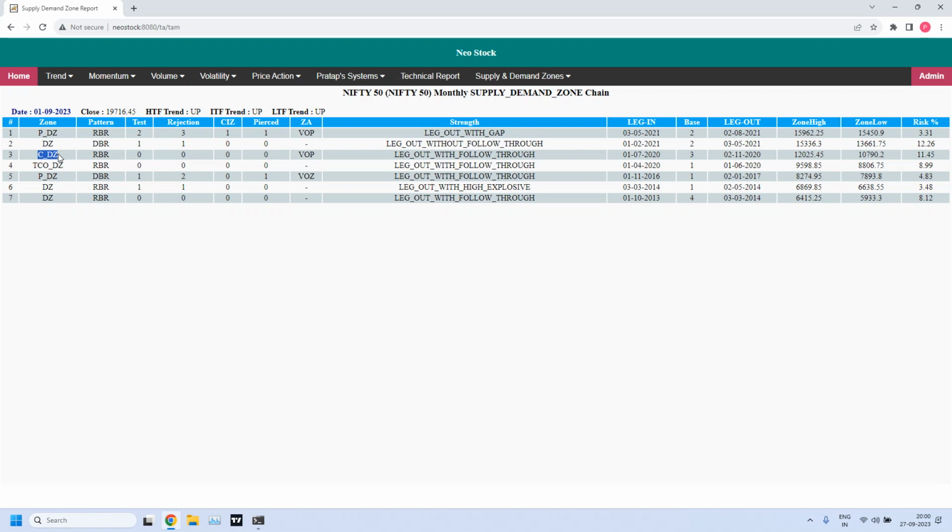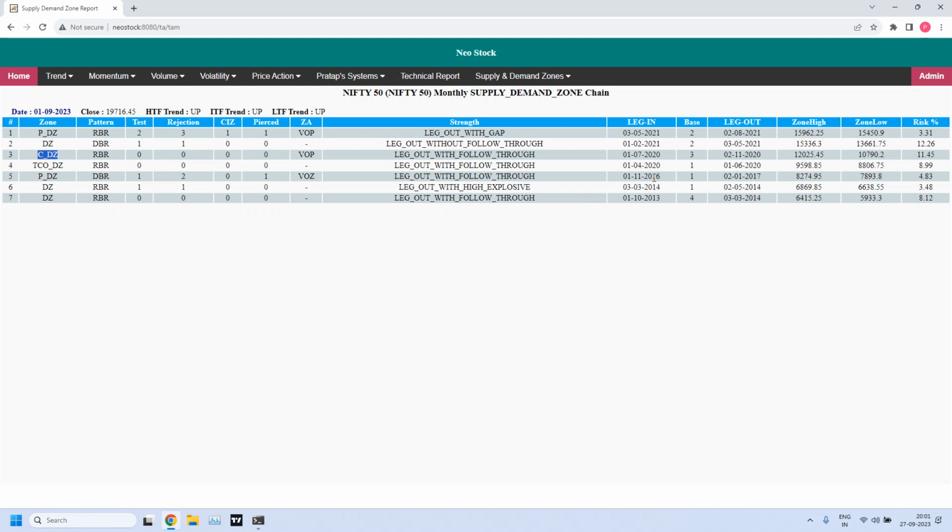That's why the C underscore DZ for demand zone or C underscore SZ for supply zone, they are very important. I'm not saying these zones will not break. Maybe they break, but rarely it happens. But most of the time, these high liquidity zones do not allow the market to go down further.